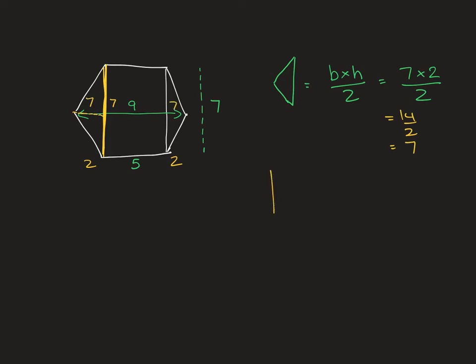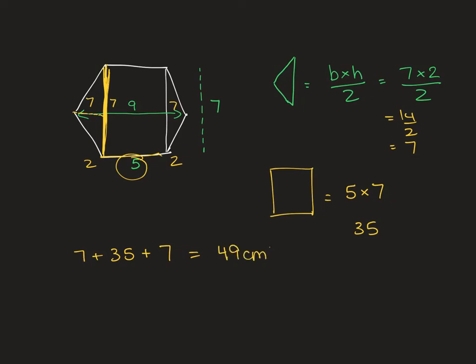And then how would we find the rectangle in the middle? The rectangle would be 5 by 7, because we'd have the bottom, and then we've already looked at this line going up and down is 7. So that would be 35. So now I need to add the triangle is 7 plus the rectangle is 35, and the other triangle is 7. So altogether that gives us 49. Now this only gives you the area of the base. You would still need to multiply it by the height of the prism.